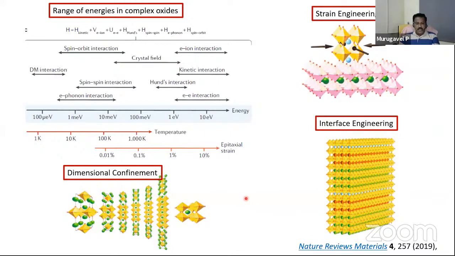Another important aspect is dimensional confinement. If you have a superlattice structure, for example an insulating superlattice structure, you can insert some conducting layers and then constrain the order parameters. So if you insert a conducting layer in between the insulating superlattice, the electron mobility gets constrained. That way you can create a 2D electron gas. So these are some of the interesting things one can do with these oxides.